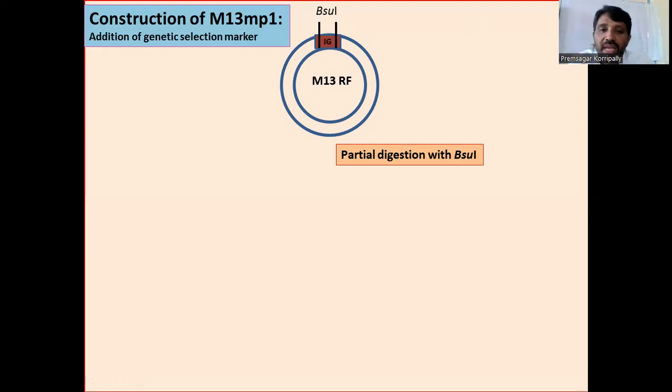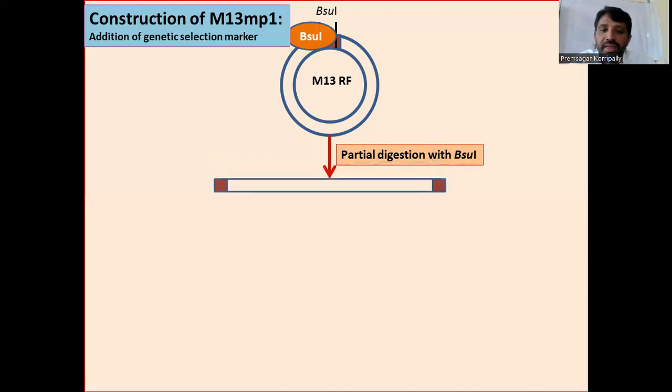When you digest the M13 replicative form with BsuI, you get a linearized molecule if you do partial digestion. See, BsuI is digesting only one site in the intergenic region and it forms the linear M13 RF. It's a linearized M13 RF.